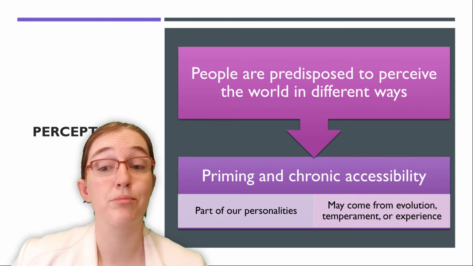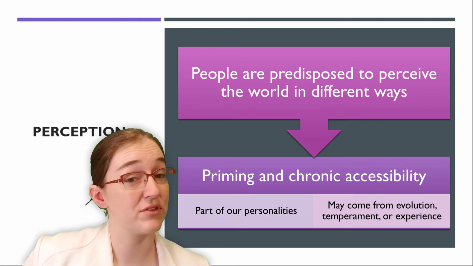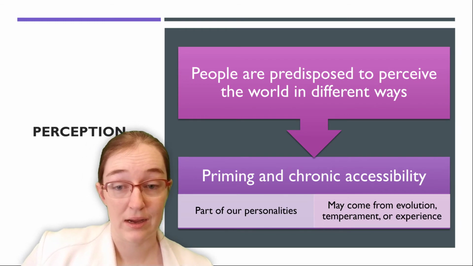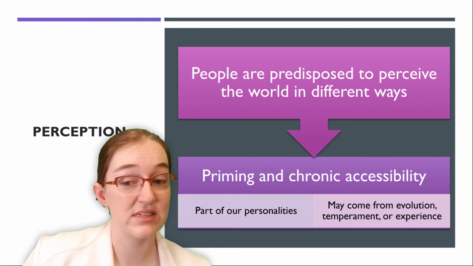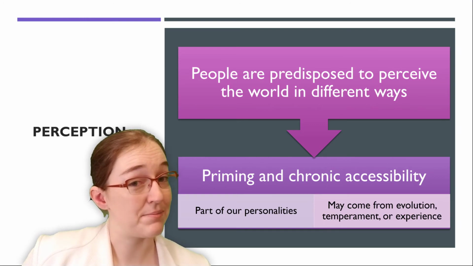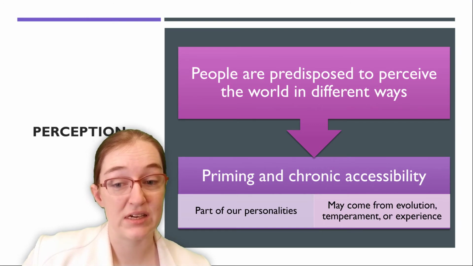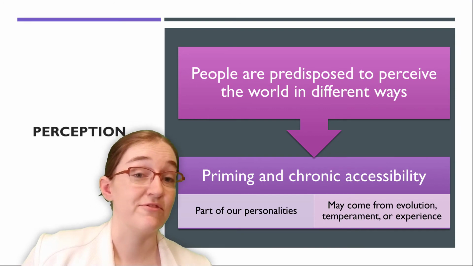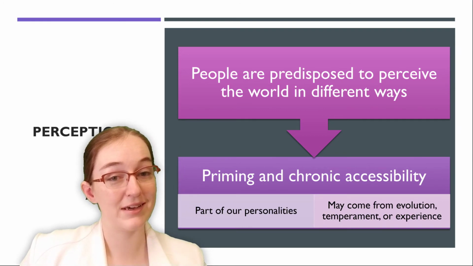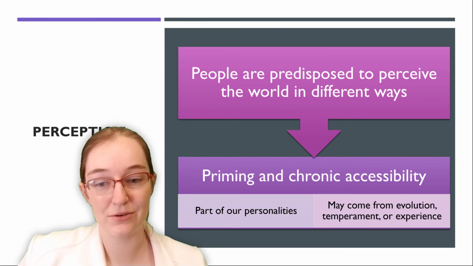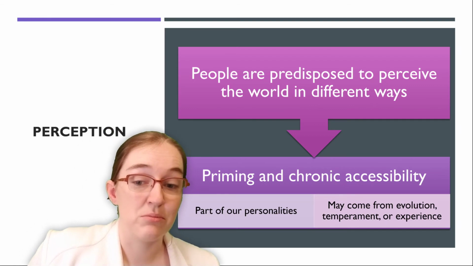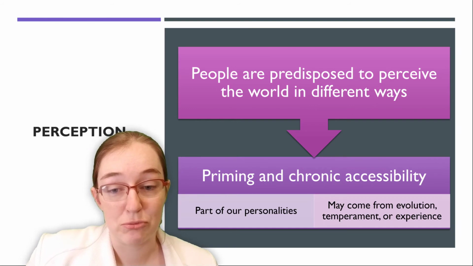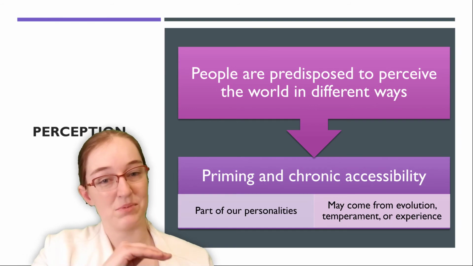So people are predisposed to perceive the world in different ways. For example, dominant people tend to be more sensitive and more receptive to visual displays on a vertical dimension, as I have displayed here, this kind of top-down, versus those that are less dominant tend to be more receptive and more inclined to horizontal displays.